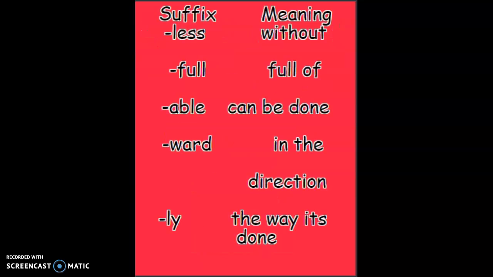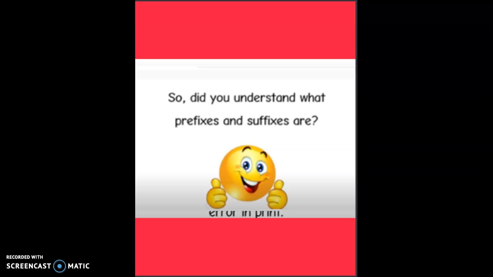So we look at a few examples of suffixes and their meanings. A suffix is at the back of the root word. Less means without. Ful means full of. Able means can be done. Ward means in the direction. And ly means the way it is. So yes, thumbs up emoji: did you understand what prefixes and suffixes are?